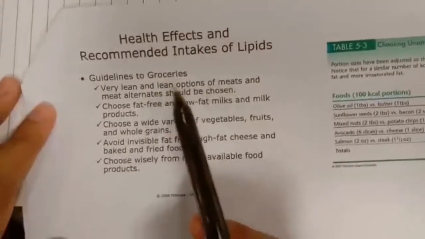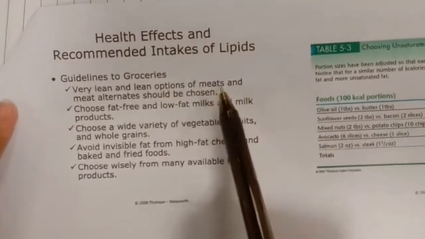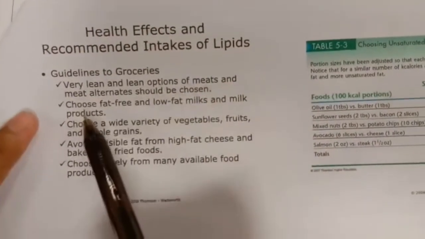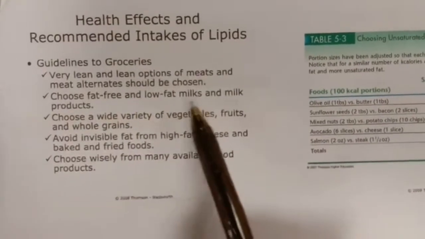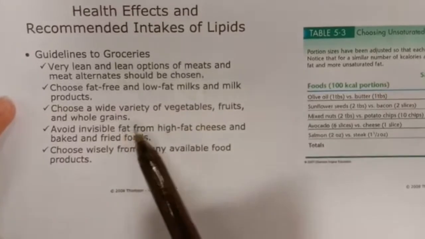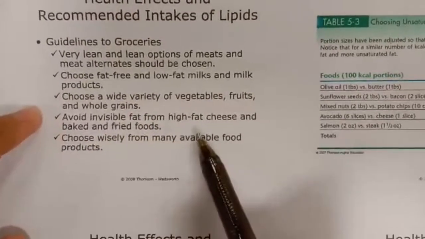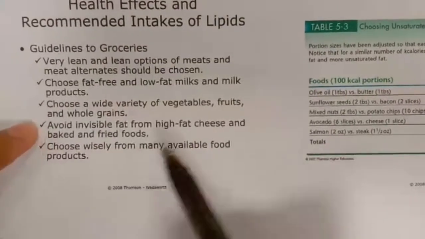Okay, guideline to groceries. Biasanya kita pilih meat yang tak ada lemak, lepas tu choose fat free and low fat meats and meat products, and then choose a wide variety of vegetables, fruits and whole grains. Next one is avoid invisible fat from high fat cheese and bakery and fried foods.